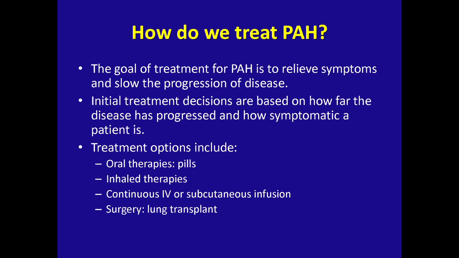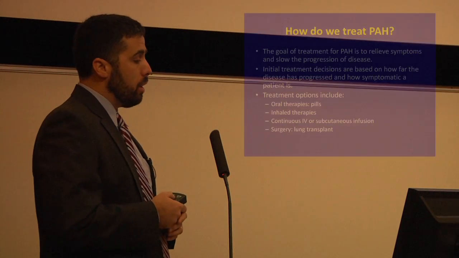And the way we do that is to take the strain off of the heart by affecting the blood vessels in the lungs. So for our initial treatment decisions, all of the drugs that we have now are designed to focus mainly on that vasoconstriction. We give drugs that dilate or open up the blood vessels in the lungs by targeting those 3 pathways that we talked about.